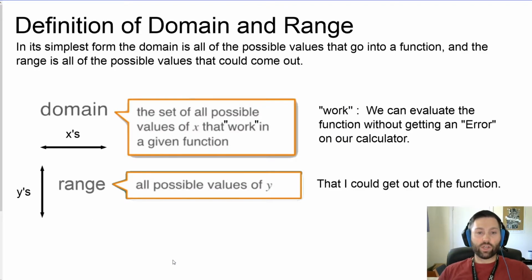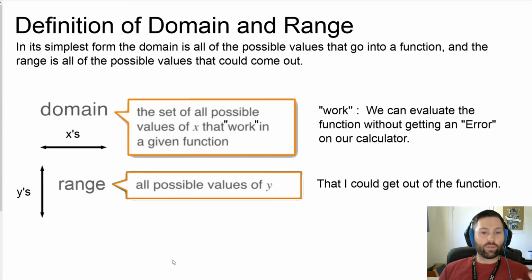So the definition of domain and range. In its simplest form, the domain is all of the possible values that could go into the function. So we're talking about the inputs. And the range is all the possible values that could come out. We're talking about all the outputs.